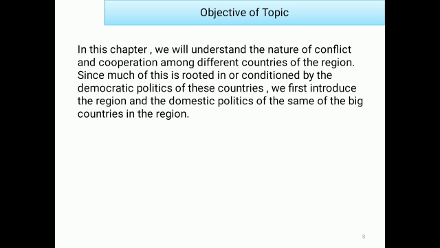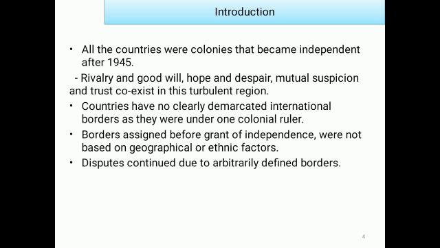Now, let me start with the objectives of the topic. In this chapter, we will understand the nature of conflict and cooperation among different countries of the region. Since much of this is rooted in or conditioned by the democratic politics of these countries, we first introduce the region and the domestic politics of the big countries in the region.